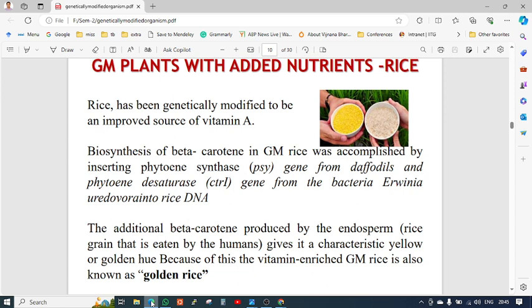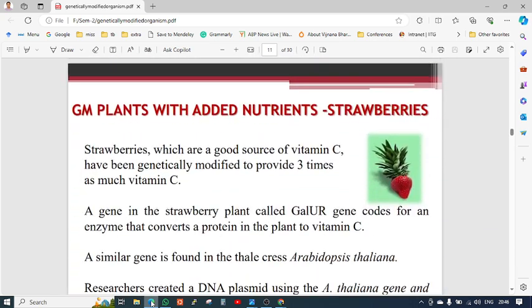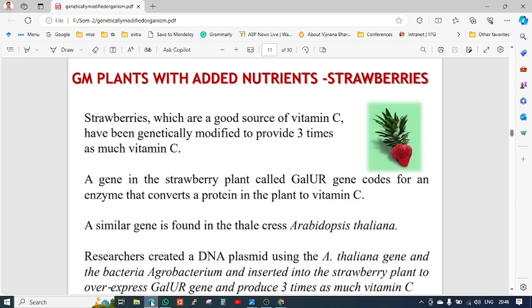This kind of example is called golden rice because beta carotene, which is mostly a source of vitamin A, is very good for human intake. That's why it is called golden rice, not for the color gold, but because of this vitamin A enriched rice.